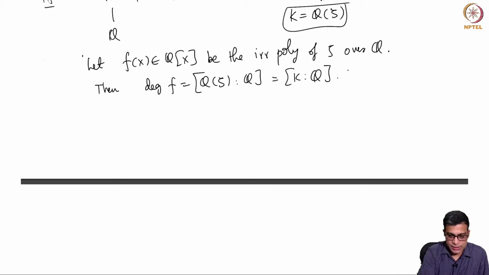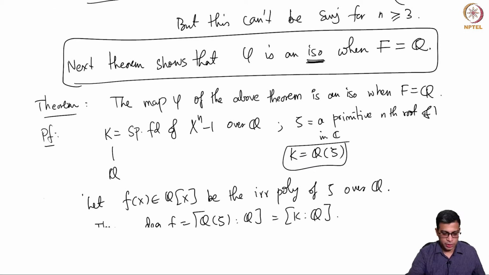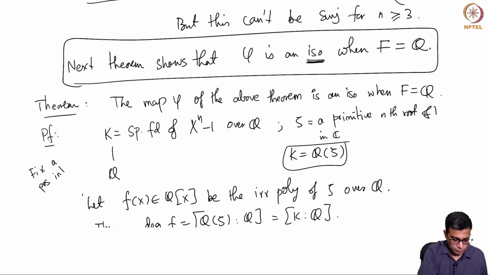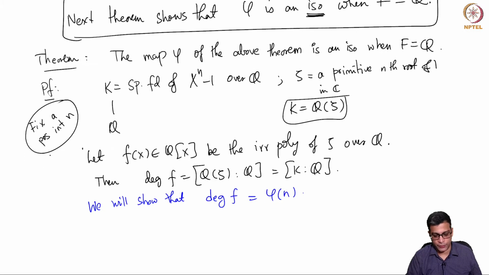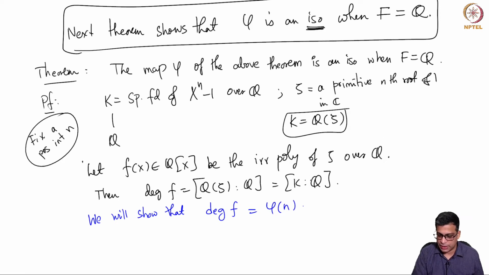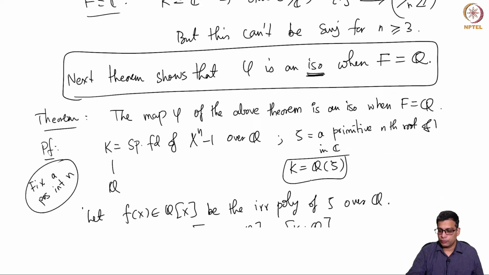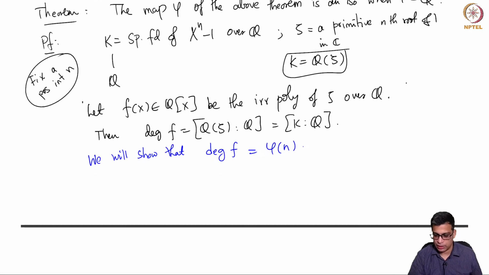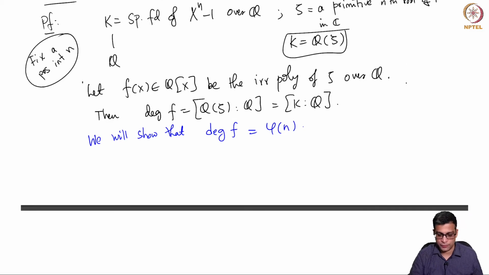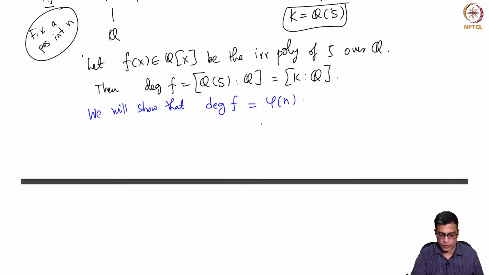So basically what we will show is that the degree of f is phi(n). By the way, we are going to fix n, so fix an integer n. All this is after you fix a positive integer. If the degree is equal to the Euler totient function, that is the degree of this extension, but this degree is the cardinality of the Galois group, which is a subgroup of (Z/nZ)*, but if they are equal, then it is an isomorphism. I will explain this when we come to it.